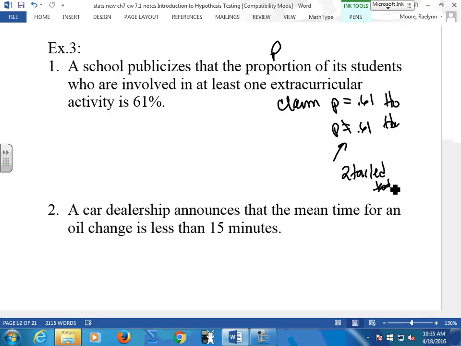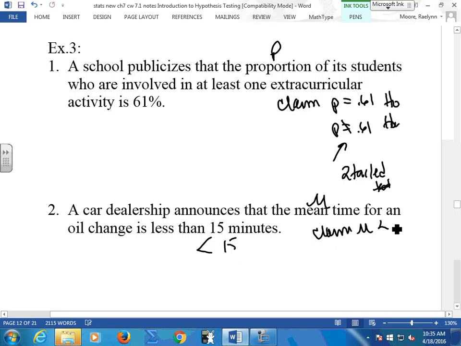A car dealership announces that the mean time for an oil change is less than 15 minutes. So this is my claim. Mean is less than. Why would he want to tell you that it's less than rather than less than or equal to? What's the advantage of him saying less than? Well, you'd want to go there, right? If it's equal to 15 minutes, you're like, still 15 minutes and under.